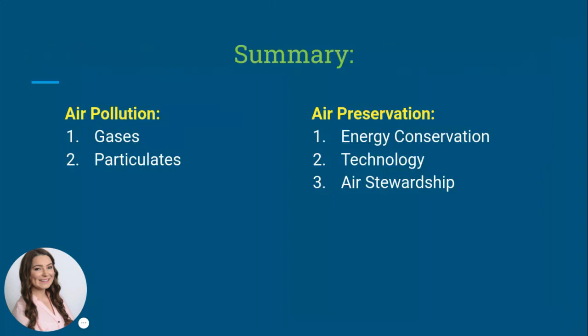To summarize, air pollution is the contamination of the atmosphere by pollutants from humans and natural sources. There are two types of air pollution: gases and particulates, and three ways to preserve our air resources: energy conservation, advances in technology, and air stewardship.